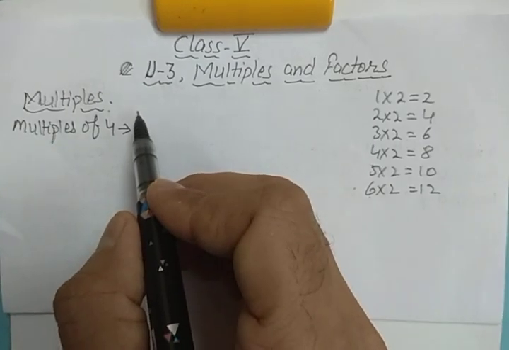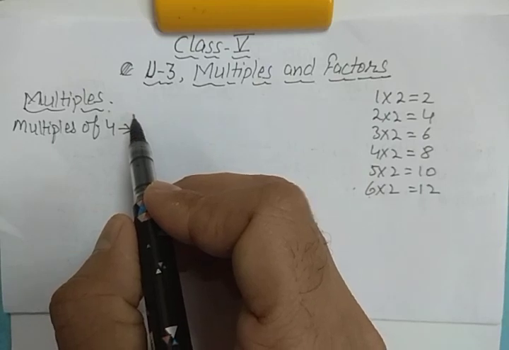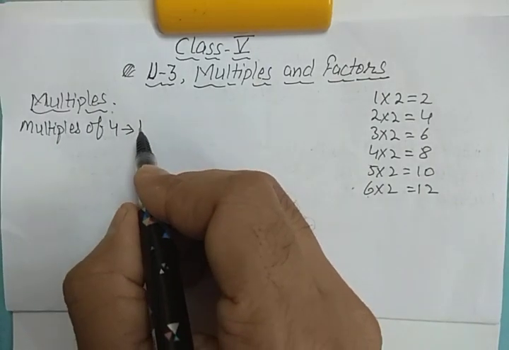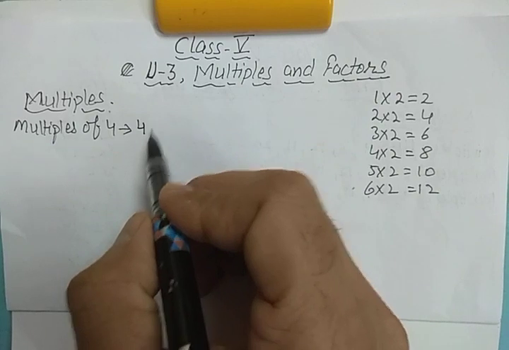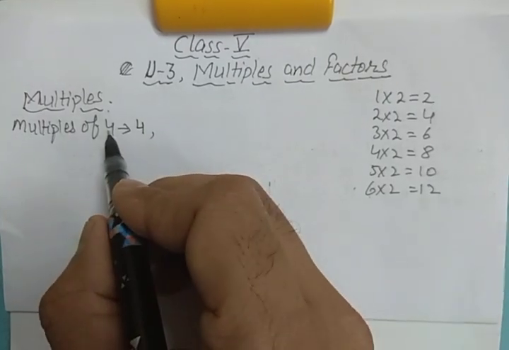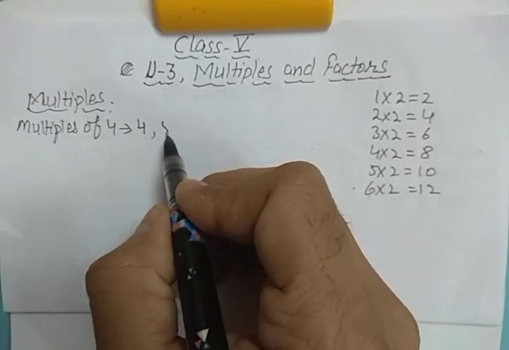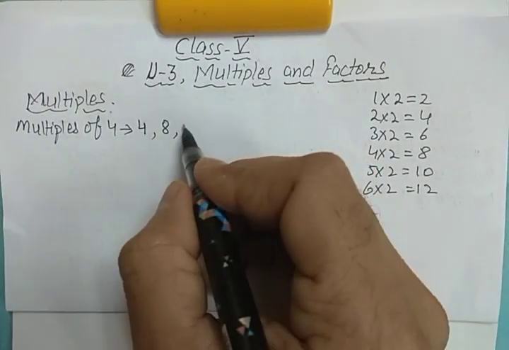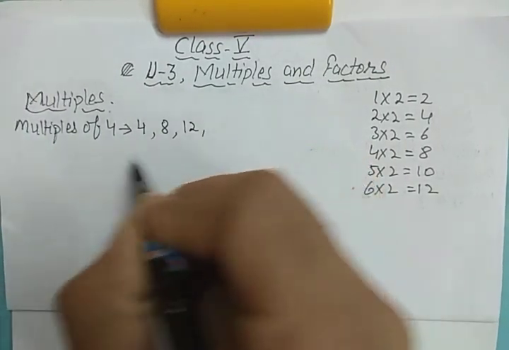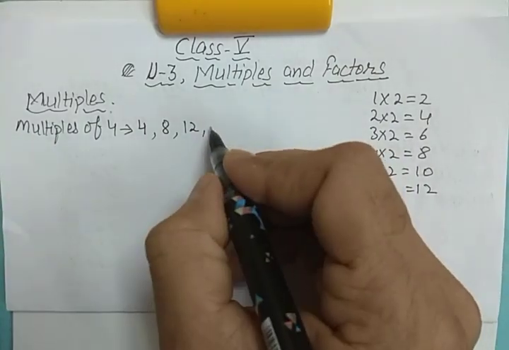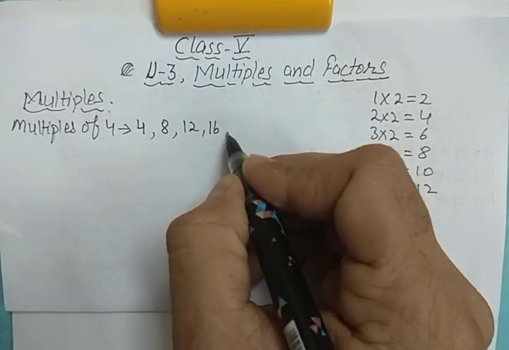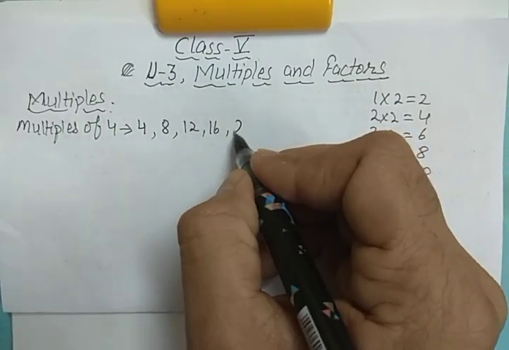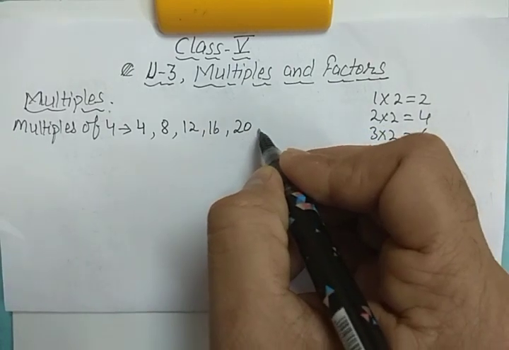So the first multiple of 4 is 4 ones are 4. The second multiple of 4 is 4 twos are 8. The third multiple of 4 is 4 threes are 12. Fourth multiple of 4 is 4 fours are 16. Fifth multiple is 20. 4 fives are 20, and so on.